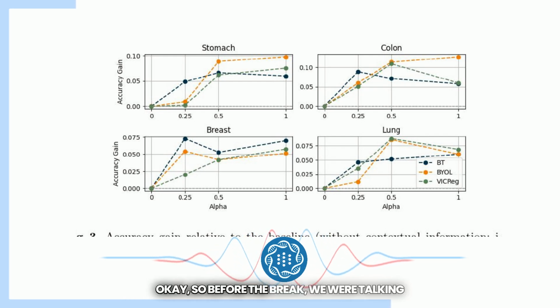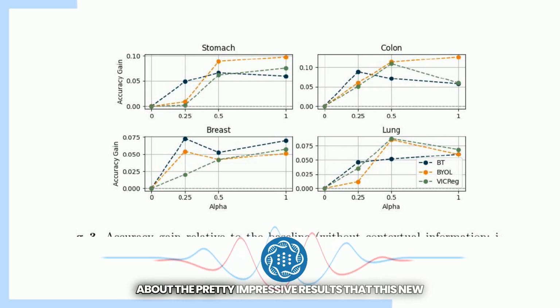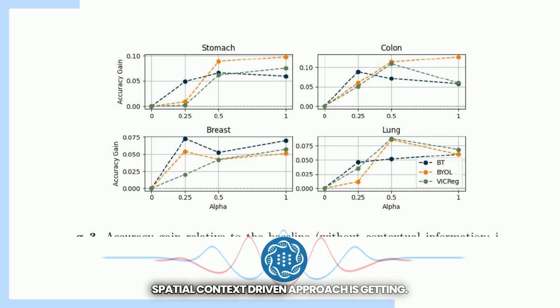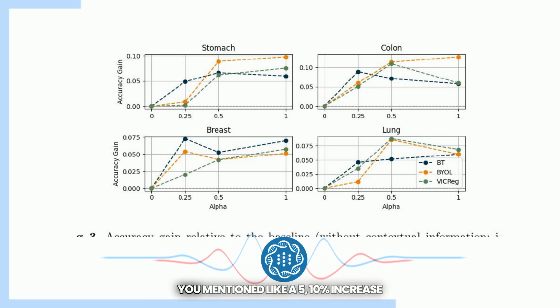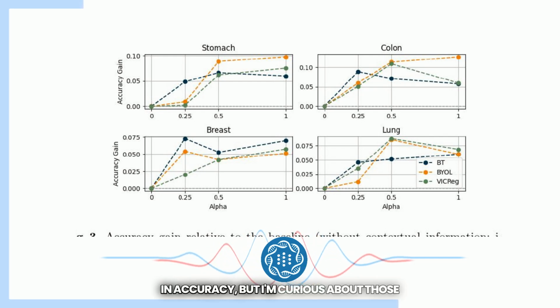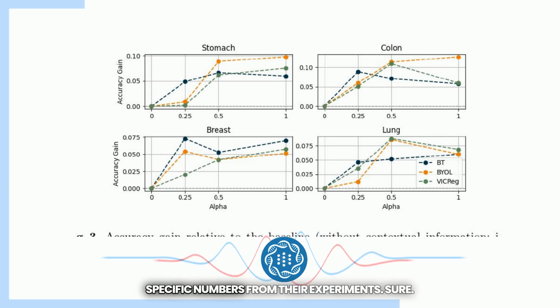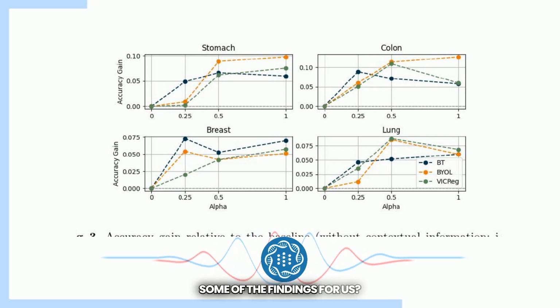Okay, so before the break, we were talking about the pretty impressive results that this new spatial context-driven approach is getting. You mentioned like a 5–10% increase in accuracy, but I'm curious about those specific numbers from their experiments. Can you break down some of the findings for us?